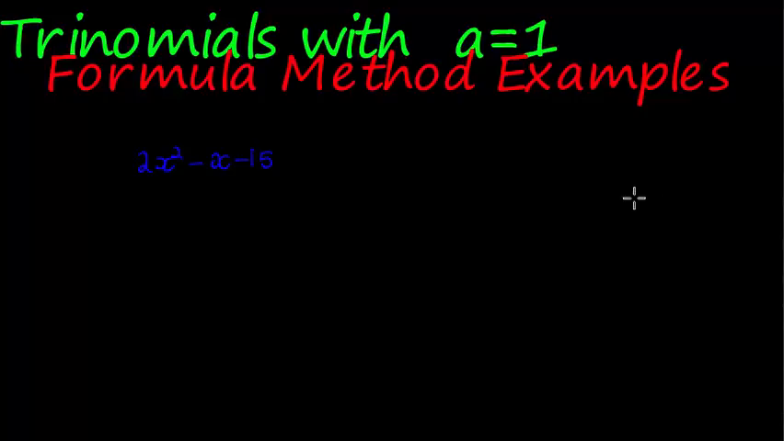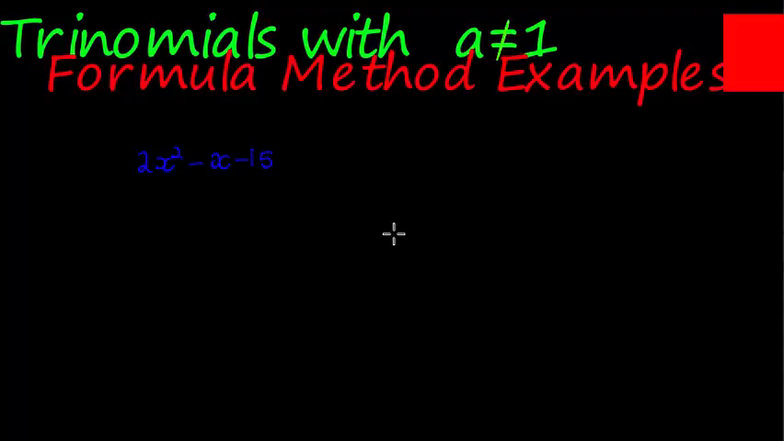Hi there. In the previous video I explained how to use a formula to factorize trinomials where the leading coefficient is not equal to 1. And I just want to do a few examples using that method.